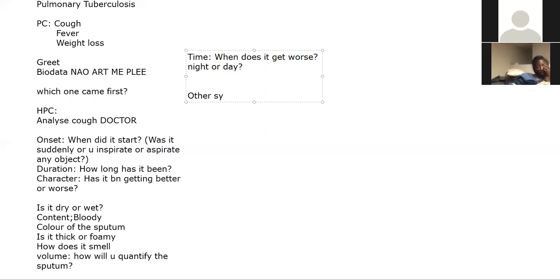Other symptoms. So somebody who is coughing, what other symptom do you think could be associated with it? There are a lot of symptoms that will be associated with it. Chest pain. Okay, chest pain is other symptoms, but there's something we call other symptoms and there's related phenomenon. Chest pain will be under related phenomenon, because it's related to the diagnosis you're having in your mind. So other symptoms that can happen when somebody is coughing could be maybe dyspnea, or wheezing. Somebody who is coughing, they will be wheezing.